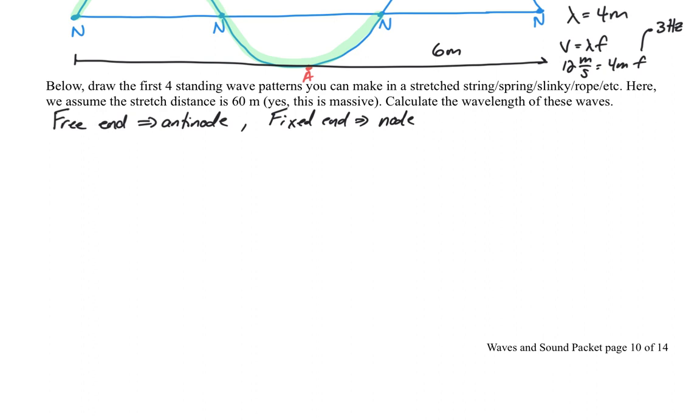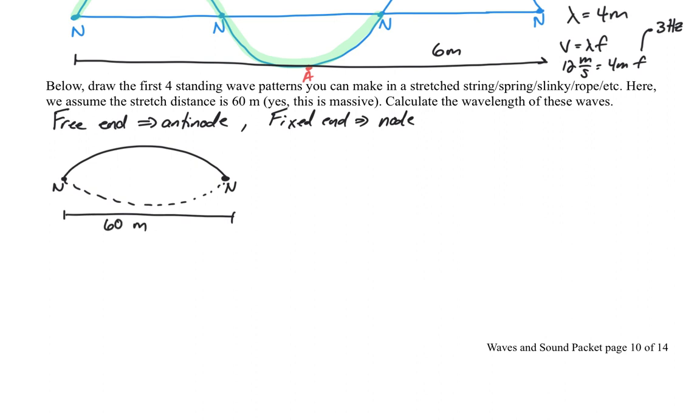So let's take a look at the first standing wave pattern we can make. And this should look pretty familiar. It almost looks like a jump rope. So I'm going to follow my rules. My first rule is that at a fixed end I have a node. That means I can draw the most simple standing wave like this, where I've got a node here and a node here, and I know this length is 60 meters.